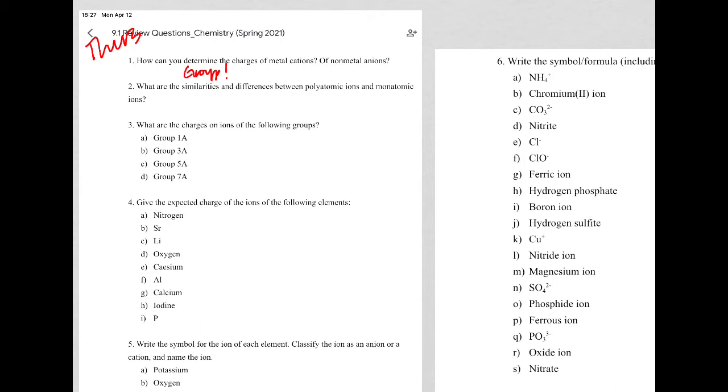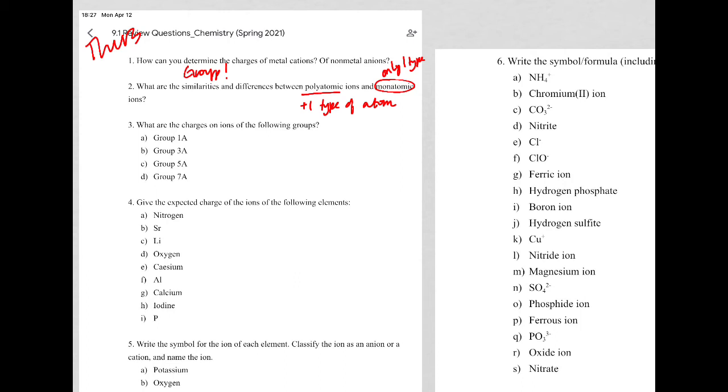Number 2 says, what are the similarities and differences between polyatomic ions and monatomic ions? Well, they're both ions. For one, they both carry a charge. The difference between the two is that polyatomic ions have more than one type of atom, whereas monatomic ions have only one type.